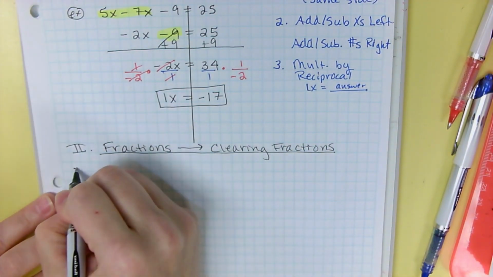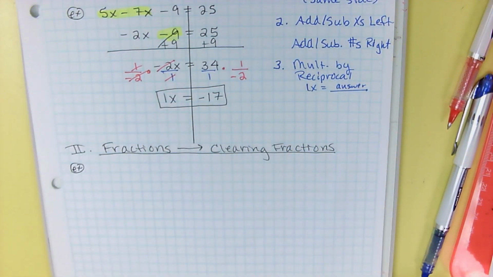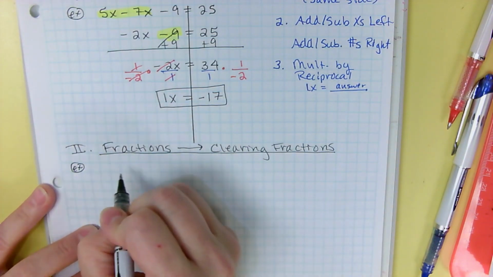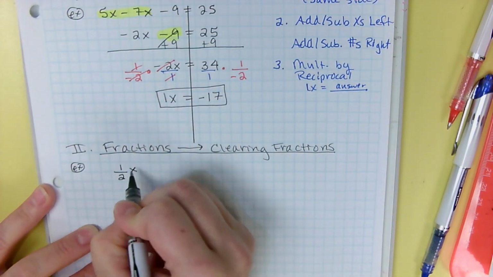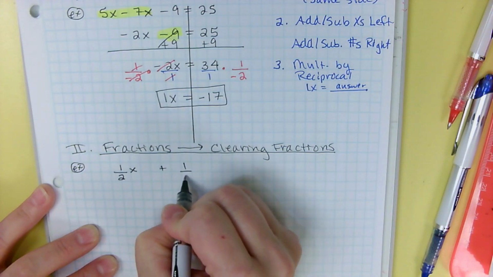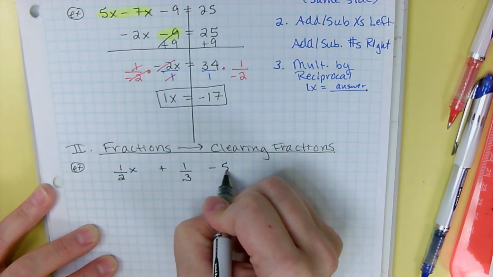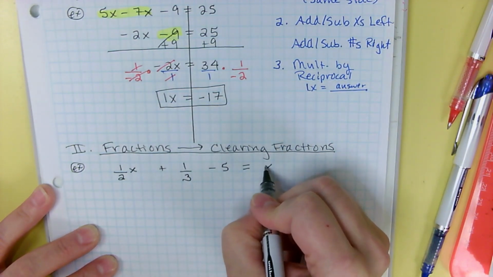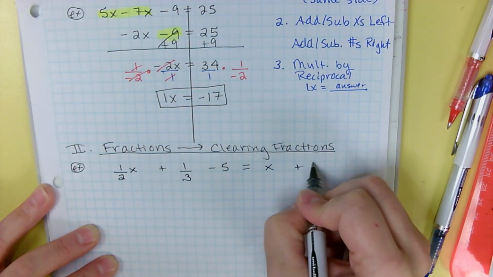Okay, so here's our example, and put some spaces in between these. So kind of spread them out. 1/2 x plus 1/3 minus 5 equals x plus 7.